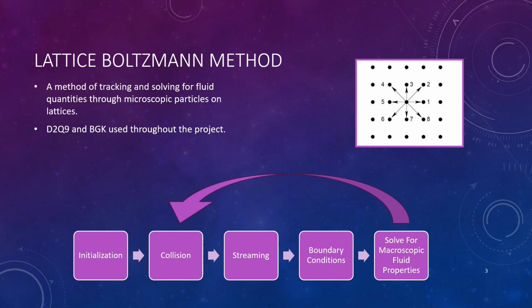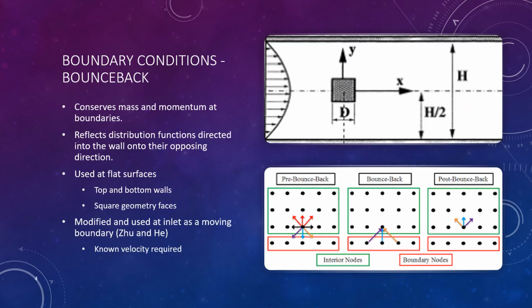As a brief overview, it is a method where microscopic particles are tracked along lattices using distribution functions. For my simulations, I used the D2Q9 lattice with a BGK collision operator. My most widely used boundary condition was bounce back. The condition came in two forms: stationary wall and moving velocity.